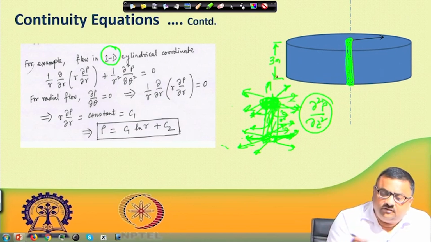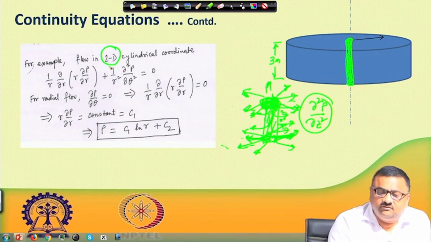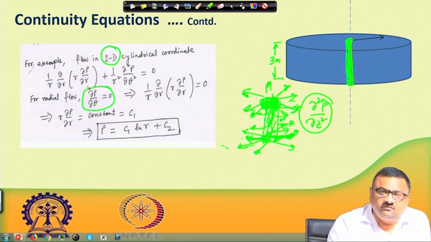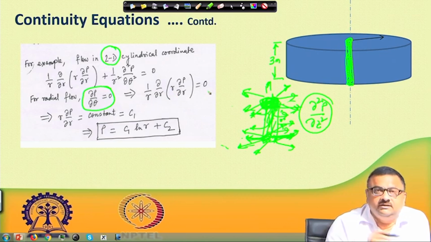So, this is a very common way of doing things, and it simplifies the matter quite a lot. Now, if you are working with a flow in two dimensional cylindrical coordinates, then this is the equation. You have ignored the del square p del z square term. And further, if it is truly a radial flow, that means flow is radially going outward, then del p del theta would be equal to 0. That means the velocity v theta is equal to 0. So, you are left with only the first term: 1 by r del r of r del p del r equal to 0. So, this is the only equation left.